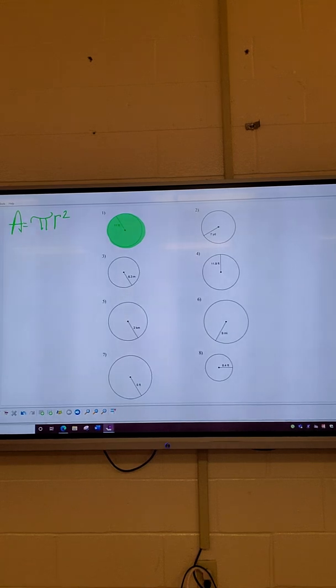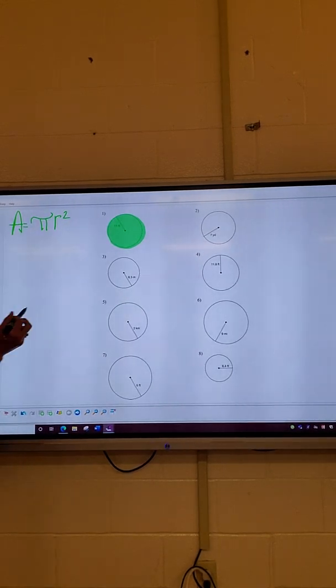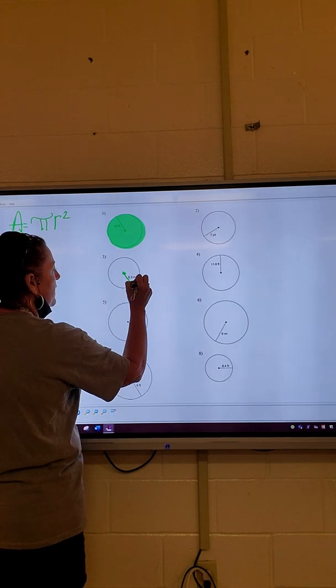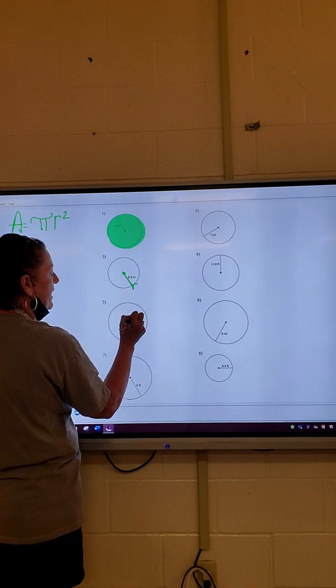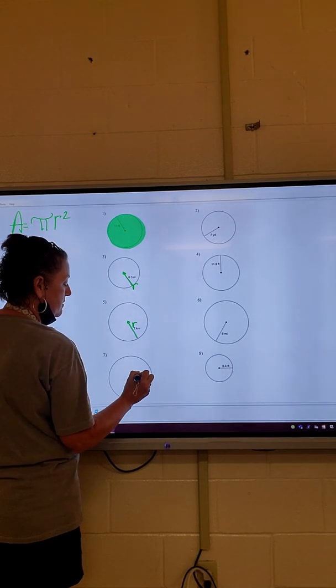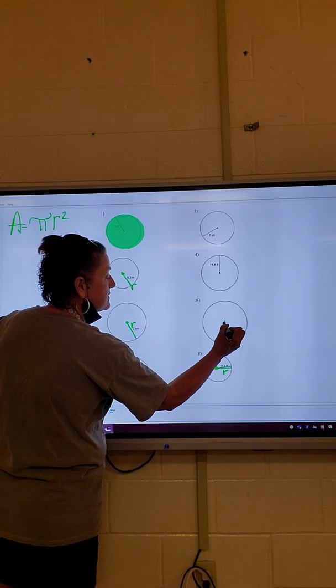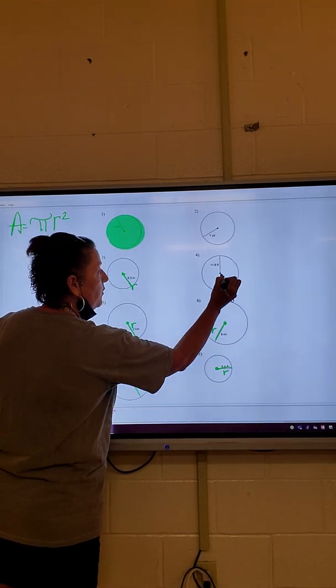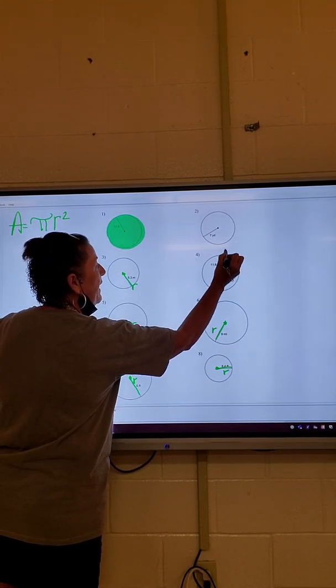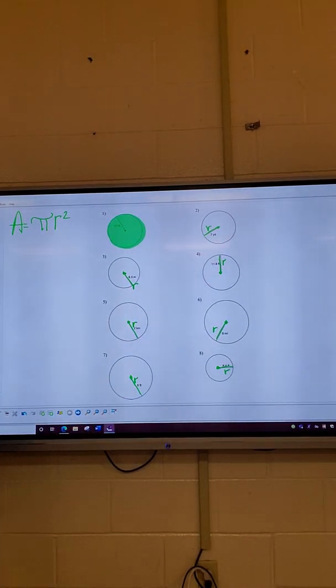Why are we doing pi r squared on the front? All those circles on the front are giving you what? Right, the radius. This is your radius. This is r, and we labeled that yesterday. So we're given the radius, so we're going to use pi r squared on the front.